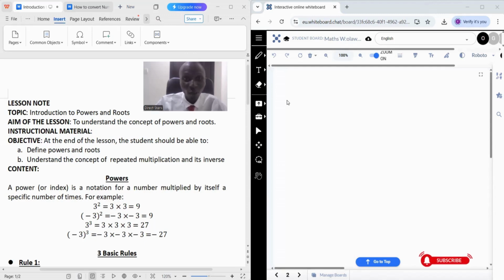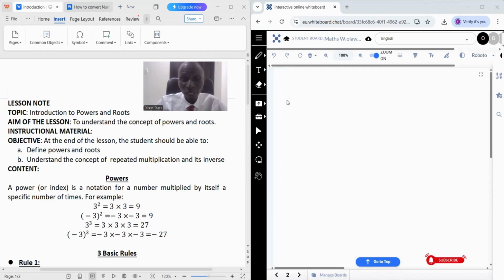In our mathematics class today, we'll be looking at Introduction to Powers and Roots. The aim of this lesson is for you to understand the concept of powers and roots. The objective is that at the end of this lesson, you'll be able to define powers and roots and also understand the concept of repeated multiplication and its inverse.